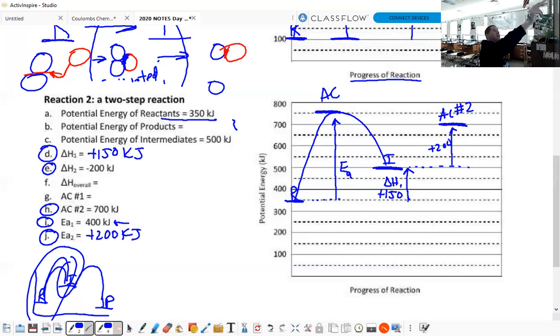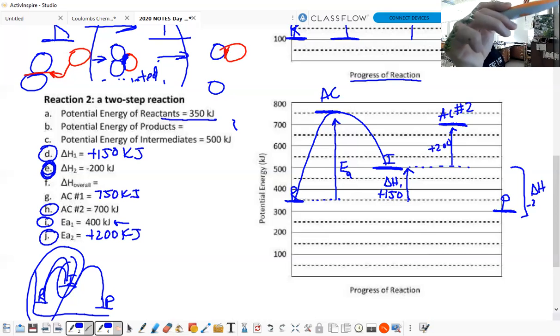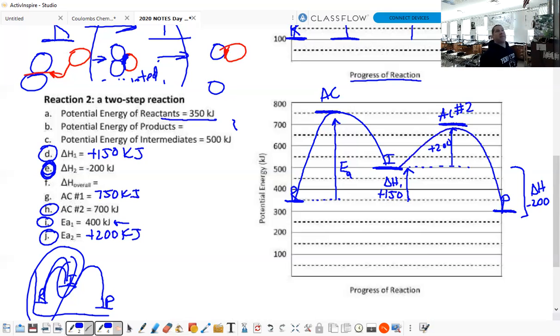The first activated complex is at 750. And now we have to get the overall, and then where are the products? Well, the overall, you could do the sum. That might help, but we're given the second step's enthalpy, negative 200. So going from the intermediate to the products is negative 200. So if that's at 500, we need to go down to 300 here. So this is where the products are going to end up. So that delta H right there of negative 200. So it's exothermic. Now we can make the reaction path.